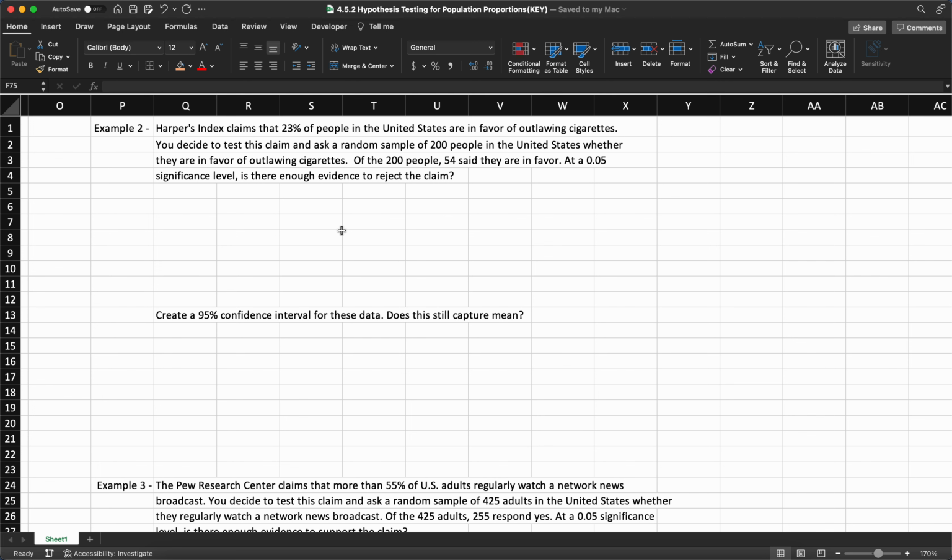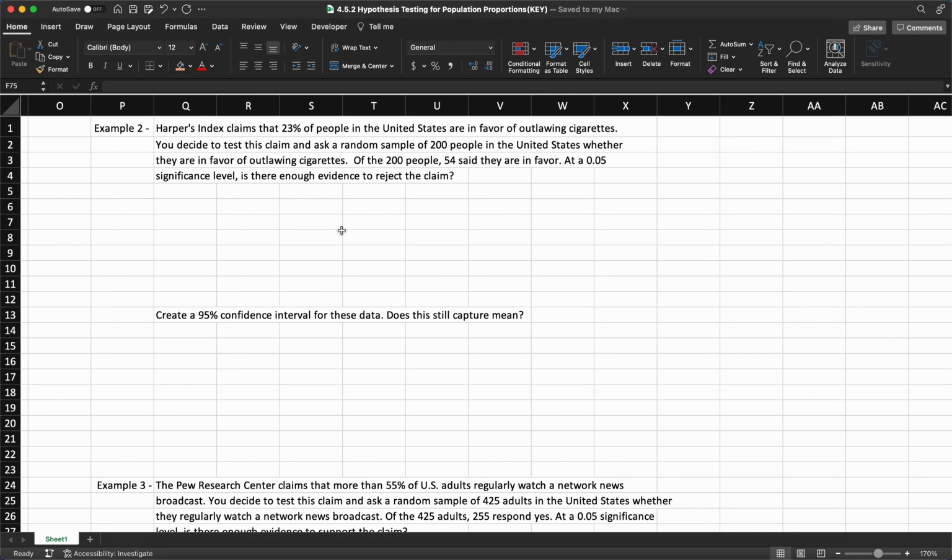All right, so here in example 2, we have Harper's Index claims 23% of the people in the United States are in favor of outlawing cigarettes. You decide to test this claim and ask a random sample of 200 people in the United States whether they are in favor of outlawing cigarettes. Of the 200 people, 54 said they are in favor. At a 0.05 significance level, is there enough evidence to reject the claim?